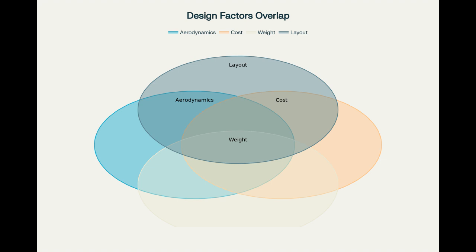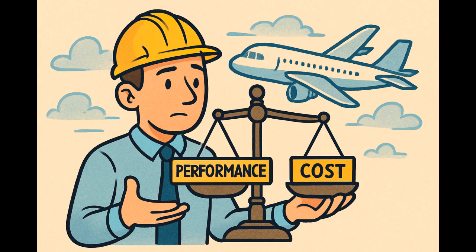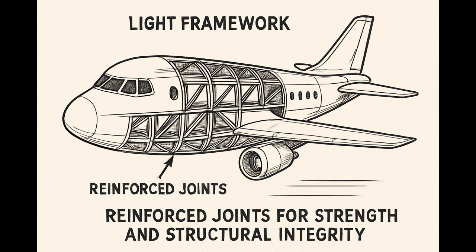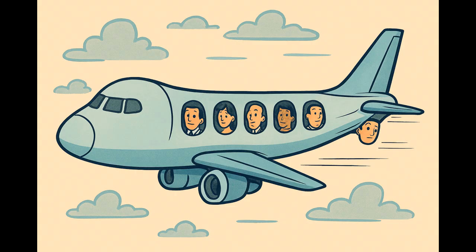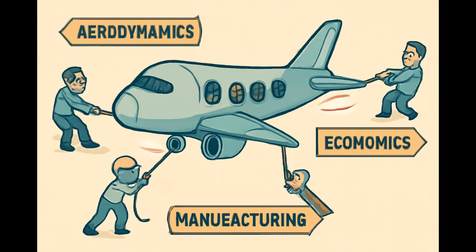And finally, no single factor decides everything. Design is a balancing act. You might want a lightweight structure, but you still need strength. You want low drag, but you must fit passengers comfortably. Every configuration is a result of compromise between multiple, often conflicting, goals.